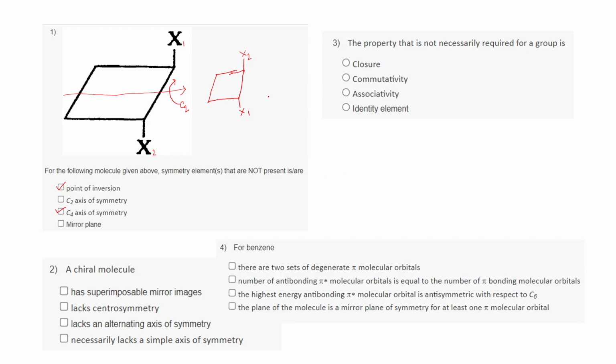So what does a mirror plane do? Suppose there is a mirror plane about the molecular plane, then what would happen is that x2 will come here and x1 would have gone down. Or suppose there is a mirror plane perpendicular to the molecular plane, then x2 could have gone here, right, and x1 would have come here. I hope it is clear what I am trying to say. So I think you can see the mirror plane is also not there.